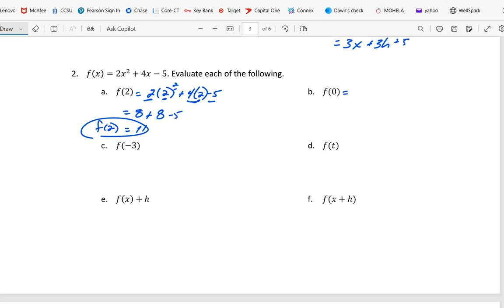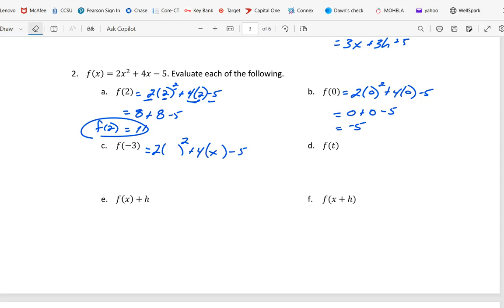f of 0, we have 2 times 0 squared plus 4 times 0 minus 5. So 0 plus 0 minus 5 is negative 5. f of negative 3, again, we have 2 times x squared plus 4 times x minus 5. Okay, 2x squared plus 4x minus 5.